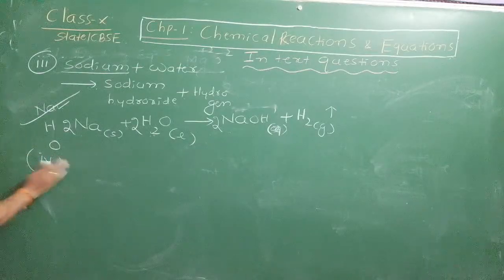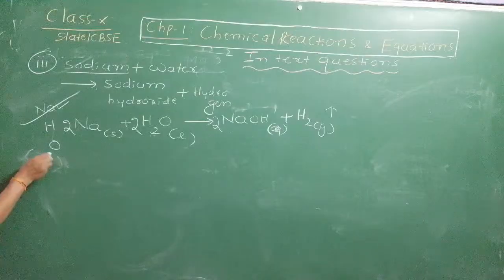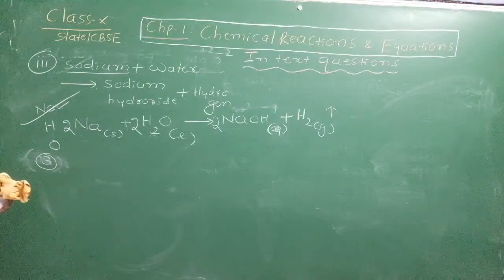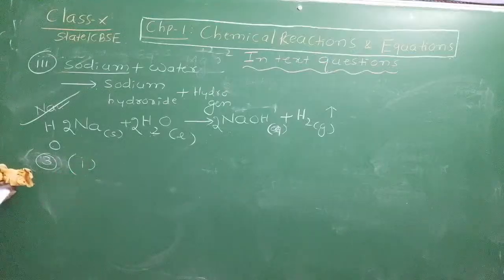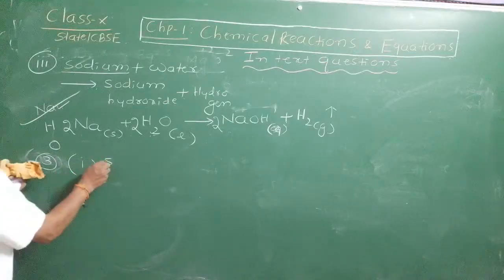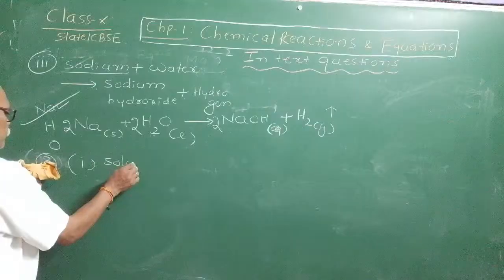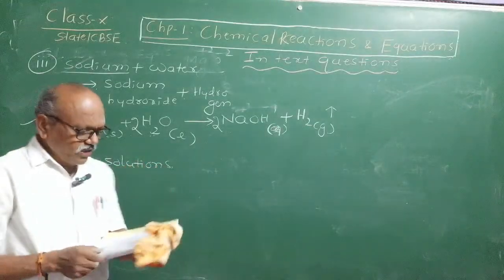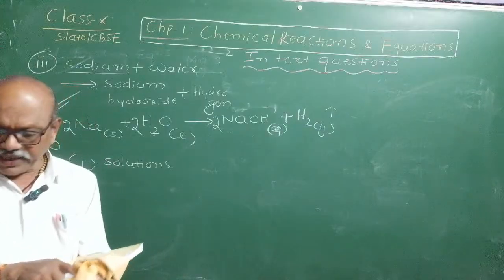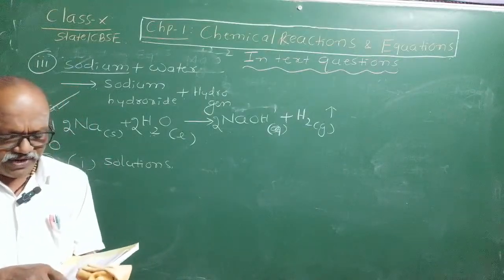Next, question number 3, an in-text question given in the NCERT text I am solving. Write the balanced chemical equation with the state symbols for the following reactions. They are given 2 reactions. Like this, they will give the statements. I will read out the statements. Solutions of barium chloride and sodium sulfate in water.